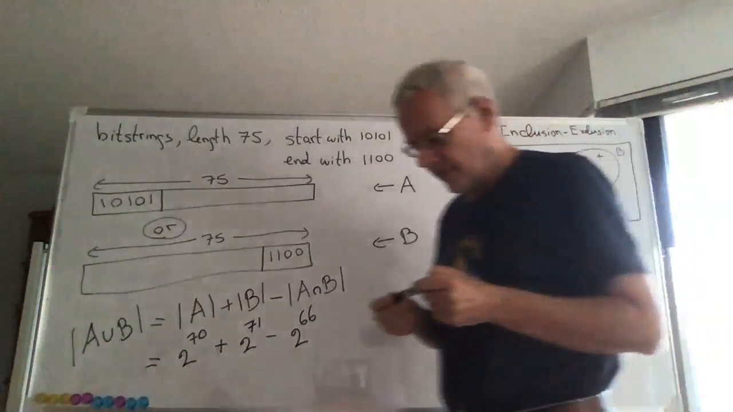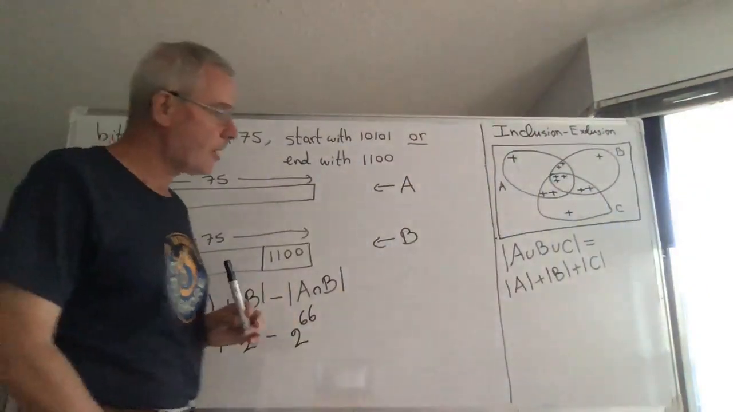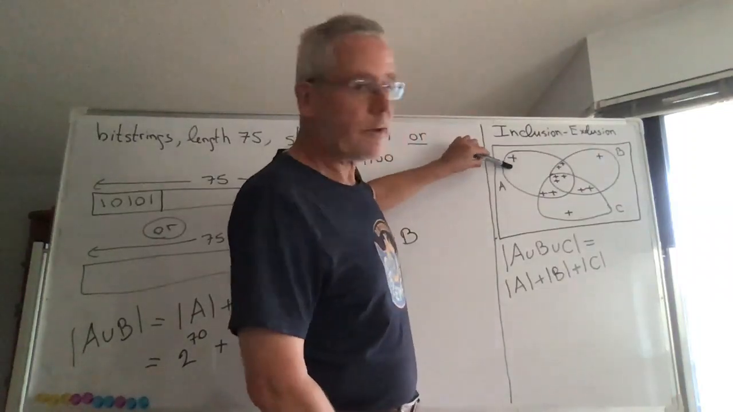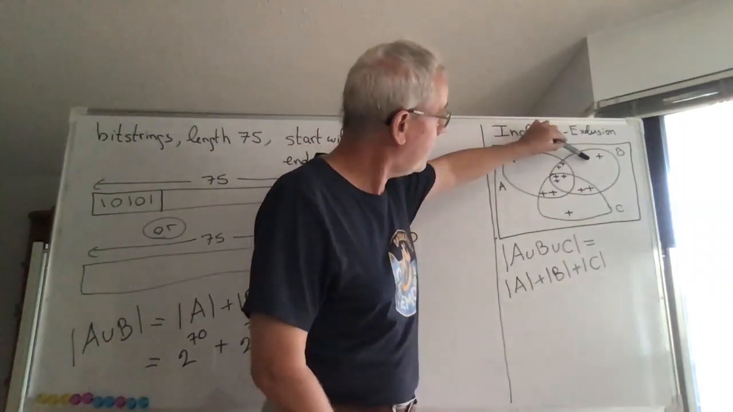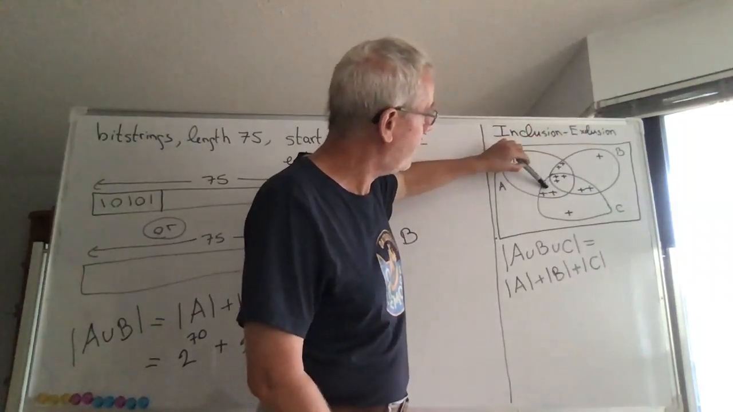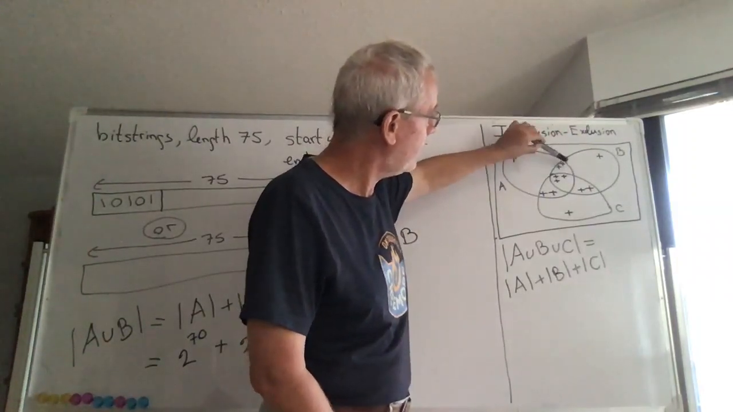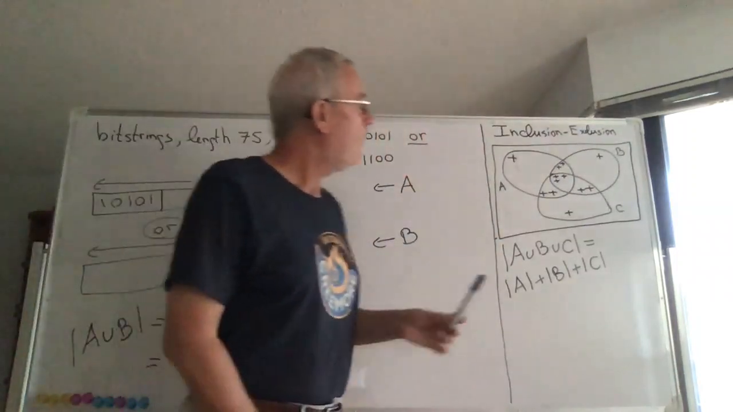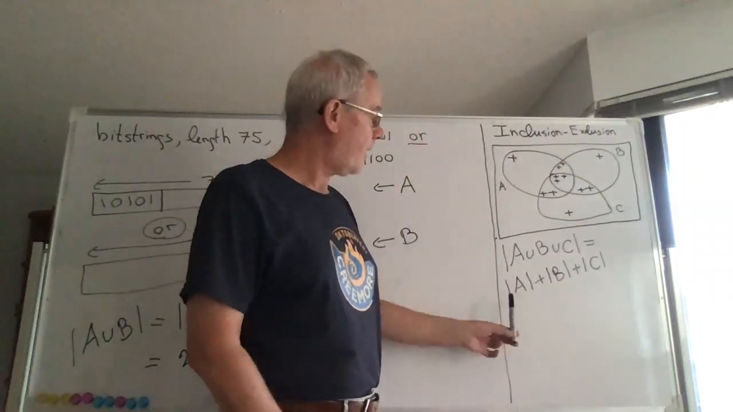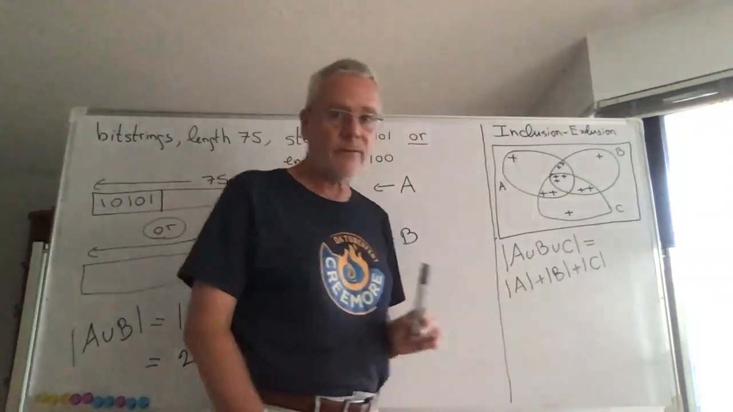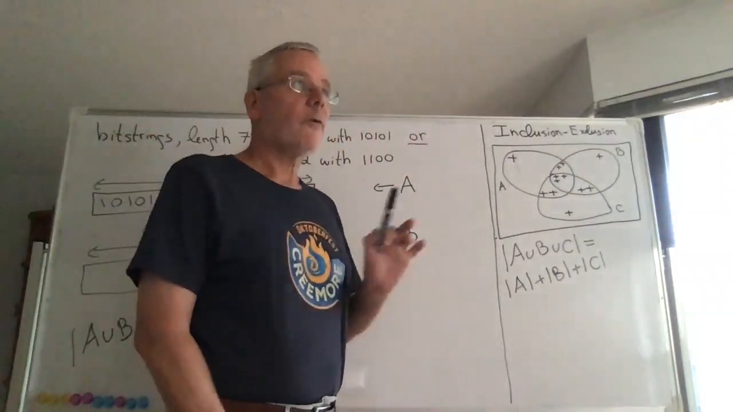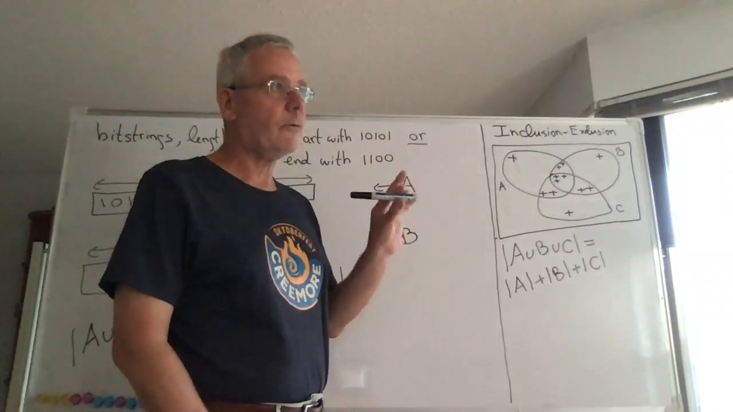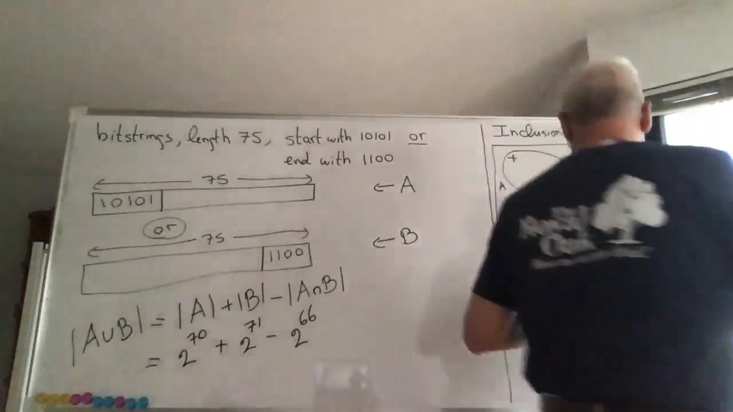Okay, so if we look at the sum of the sizes of A, B, and C, these elements have been counted once. These have been counted once, counted once. These have been counted twice. These have been counted twice, counted twice. These have been counted 3 times. Okay, so far we have included the sizes of A, B, and C. Now for 2 sets, we said, well, we exclude the intersection of 2 sets. So let's do that here.